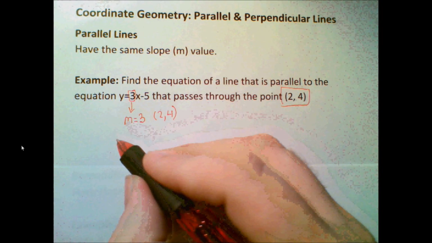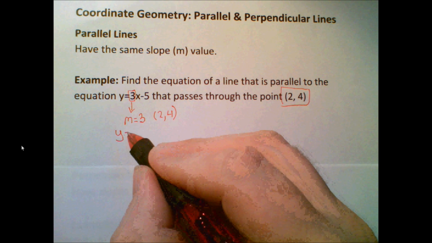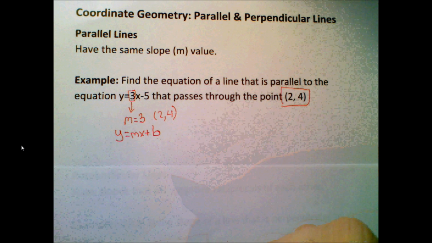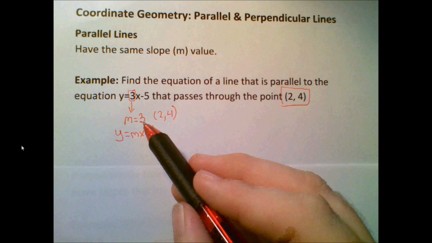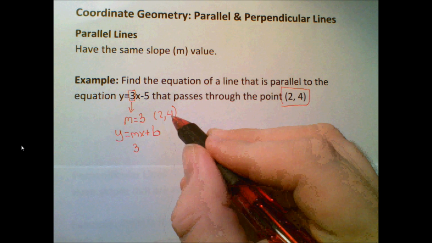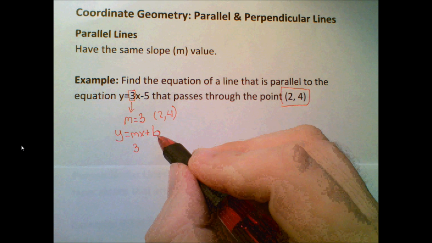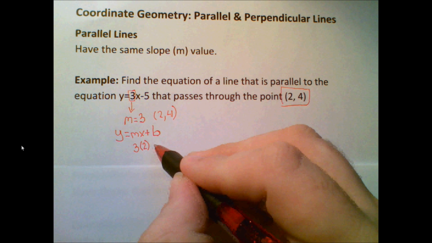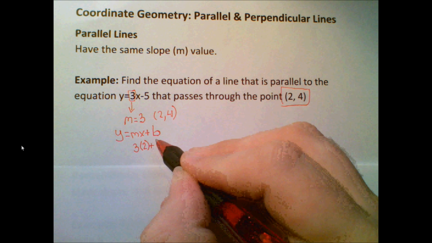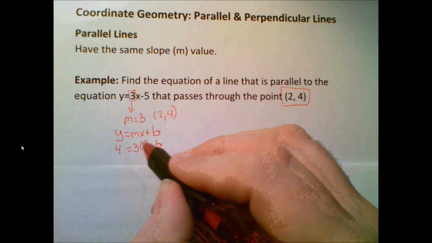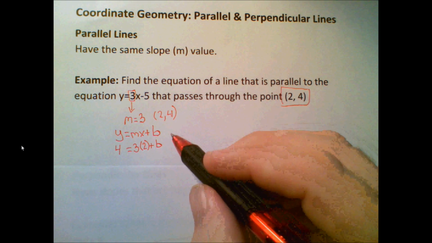So what we do is we start with our equation, y equals mx plus b. We have our m value, so we put our m, 3, here. We have our x and y, we don't know what b is. So our x value is going to be 2. We want to find b, and our y value when x is 2 is 4. And then we have to solve.